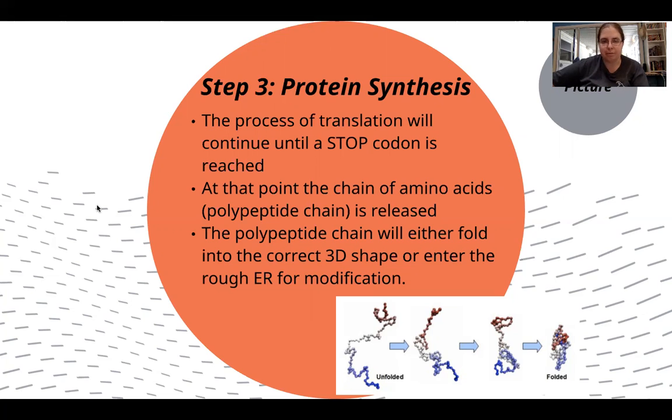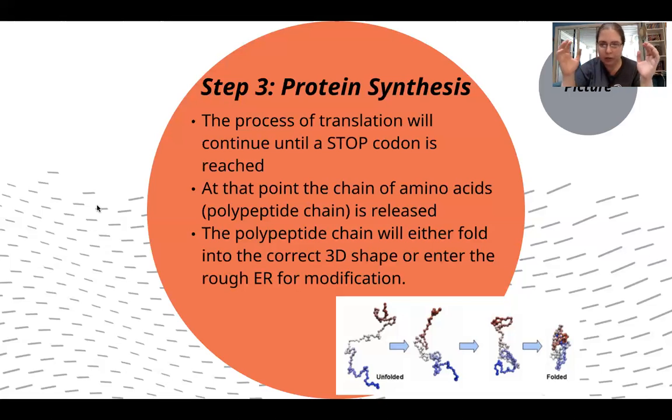This is protein folding. Sorry, I should say protein folding. Anyways, protein folding. So we take that polypeptide chain, that amino acid chain, and we have to either fold it into its correct 3D shape or bring it to the rough ER, the rough endoplasmic reticulum, because remember, the primary function of the rough ER is protein modification. So it can modify the protein before it can be folded up.